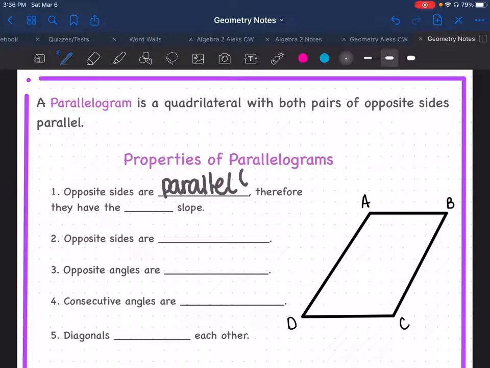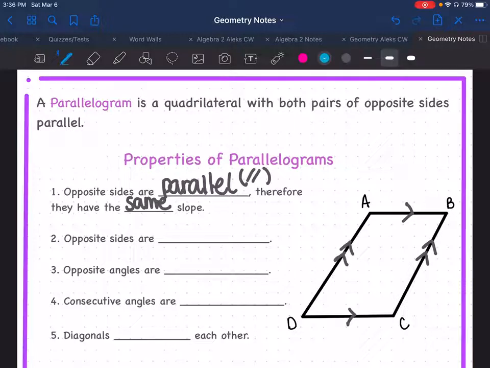and this is the symbol for parallel. I know it's been a while. Therefore, they have the same slope. How I mark parallel in a picture is with little triangles like this, little arrows. Sometimes you see full triangles, but there you go.